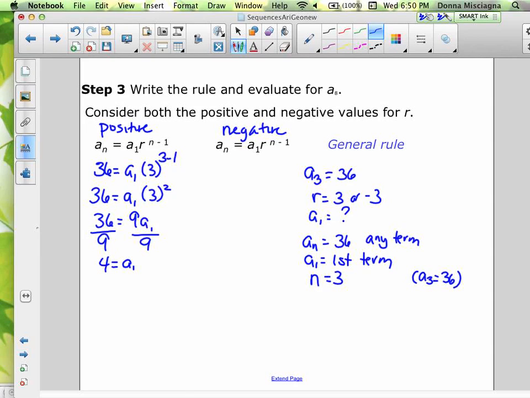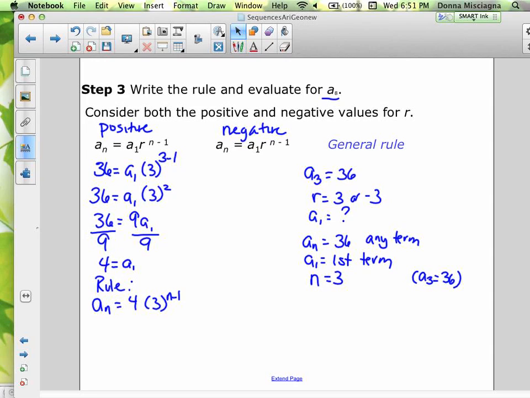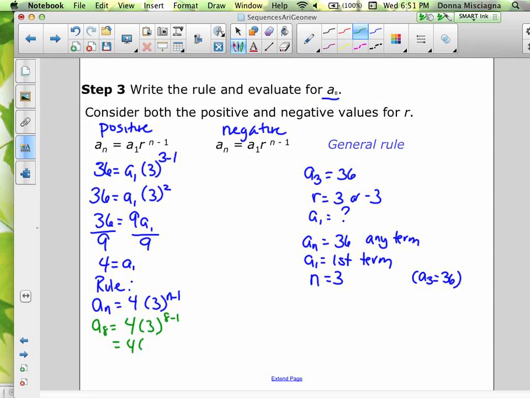All right, so our rule could be AN equals 4 times 3 to the n minus 1 power. Right? And then we'll evaluate for 8, actually, no, let me evaluate for 8 right now, and then we'll solve for the other one. All right, so the 8th term, therefore, is going to be 4 times 3 to the 8 minus 1 power. Should have grabbed a calculator. So we have 4 times 3 to the 7th power.